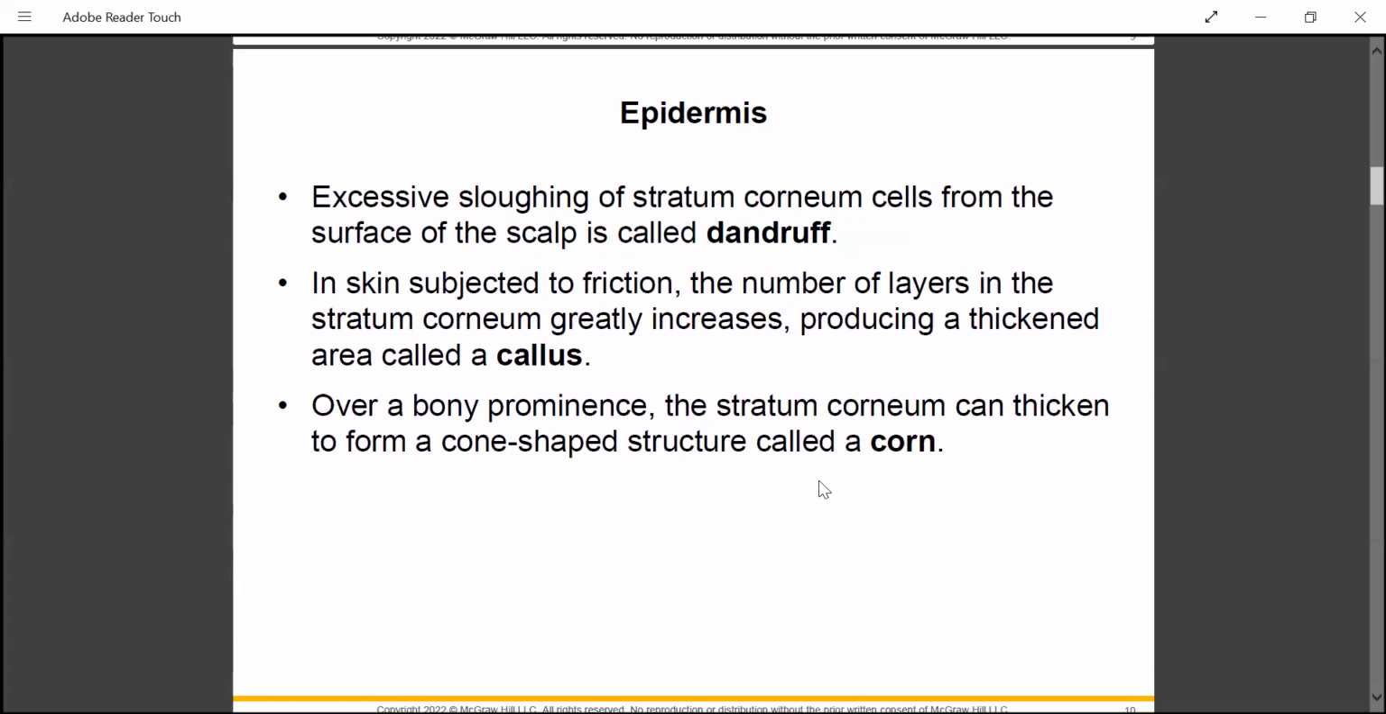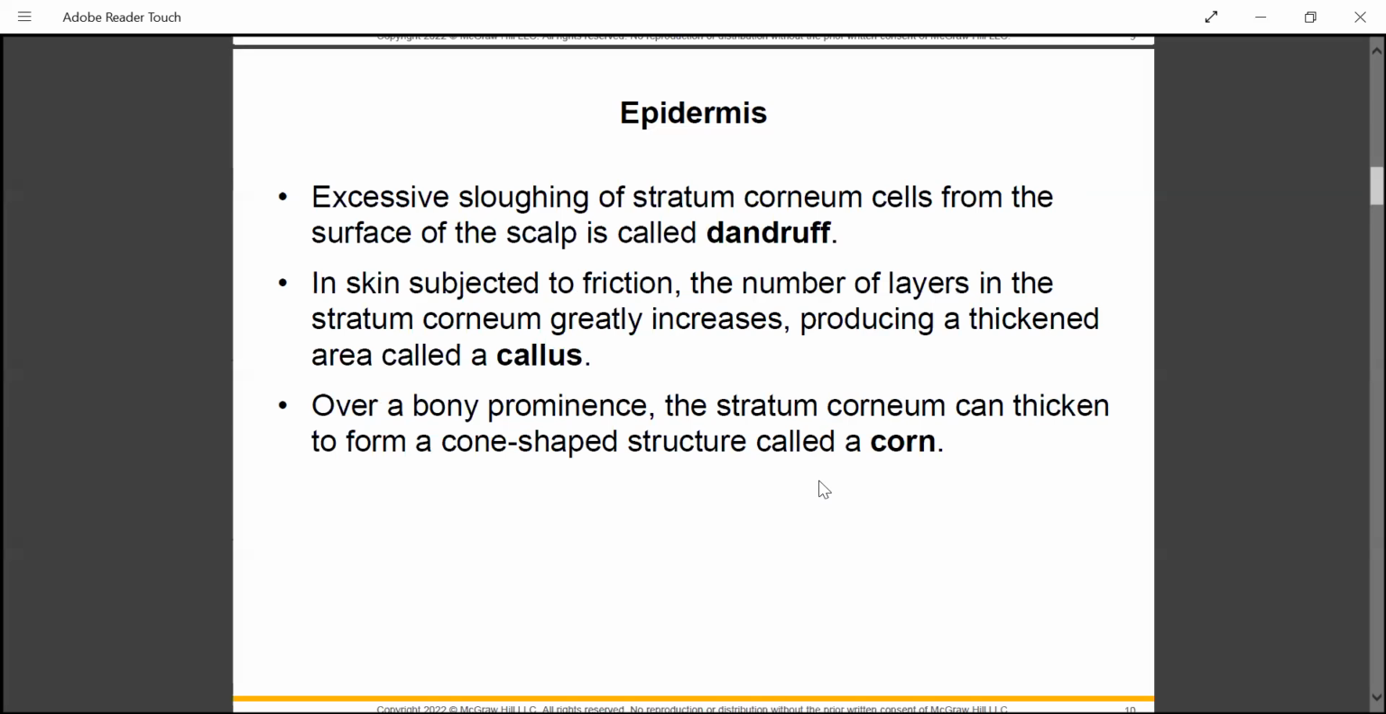So what happens with our epidermis is that top layer that's protecting us ends up sloughing or falling off as we get abrasions, as things rub up against us. If we get an excessive amount of this, especially on our scalp, we call this dandruff. So dust and dandruff is those extra dead cells that are falling off from being rubbed against.